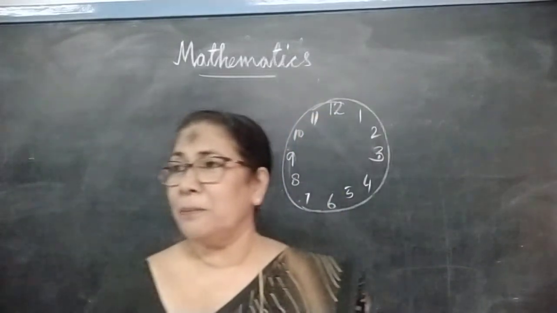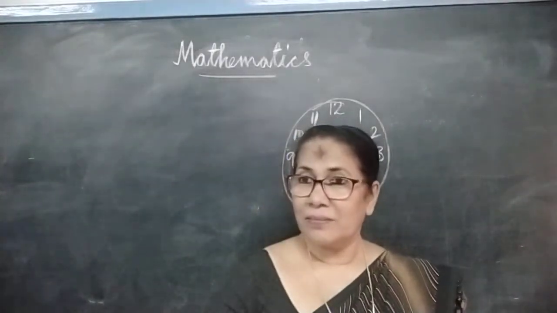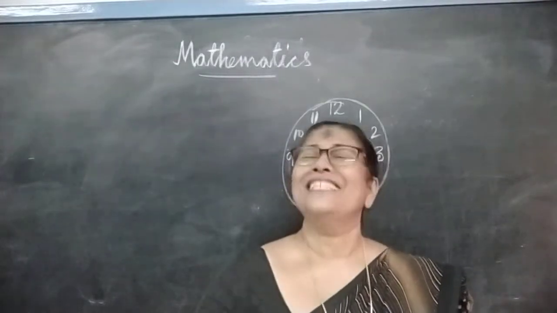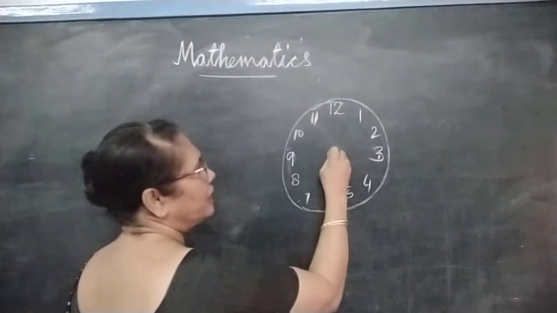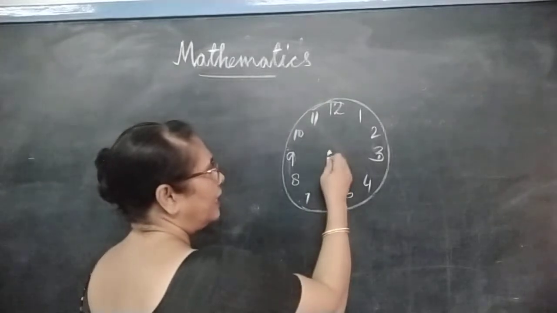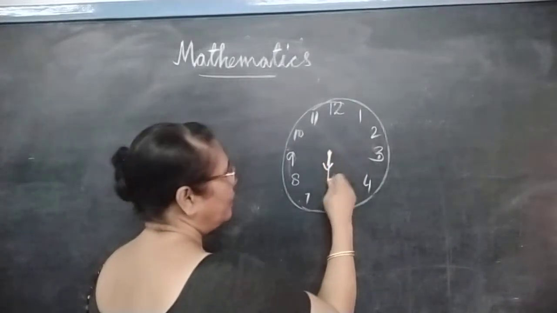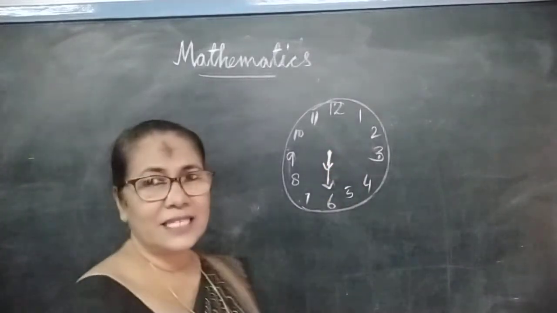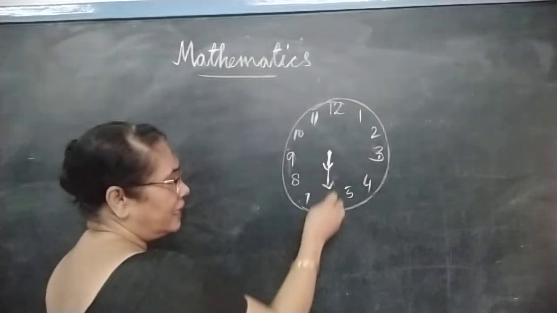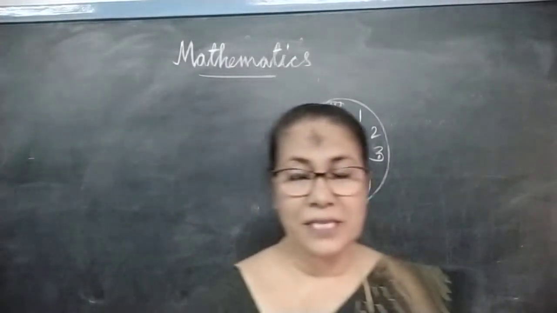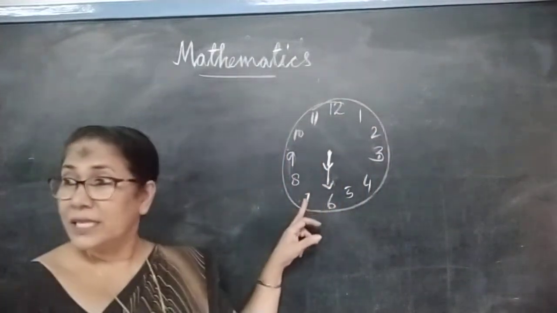Now what time does he wake up? So where should be the hour hand? 6. And where should be the minute hand? 6. 6 fives are 30. So put a point here first, in the middle. And the small hand should be here, and the long hand also should be on 6. This is 6:30. Please look at the board. The hour hand and the minute hand should be on 6. Draw that, because it is only 6:30.